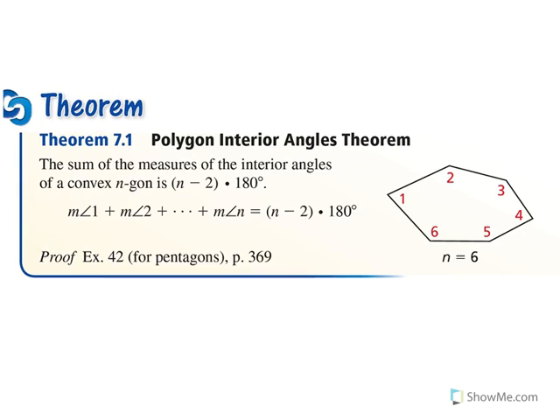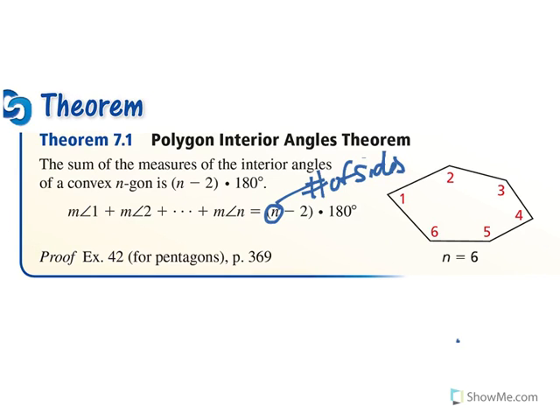And this is a formula. So if we think about the formula for it, like I said, you can either break it up in triangles or you can use the formula. You add up all your angles inside, and that would equal n minus 2 times 180 degrees, where n is the number of sides.